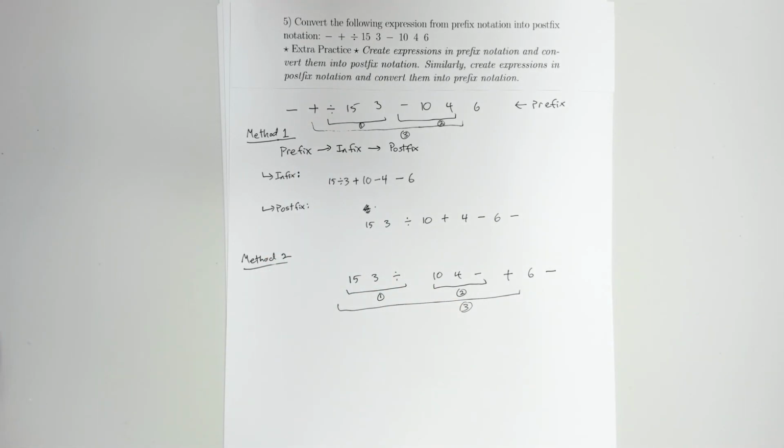So I prefer method 2. I think it's a lot faster, and there's a lot less in-between work going on where we have to convert to infix and then to postfix. Here, we're just taking it piece by piece like we would have been doing anyways, and then we are converting each of those pieces one by one. So really, if you just take things piece by piece, you can't go wrong when you're doing these conversions.